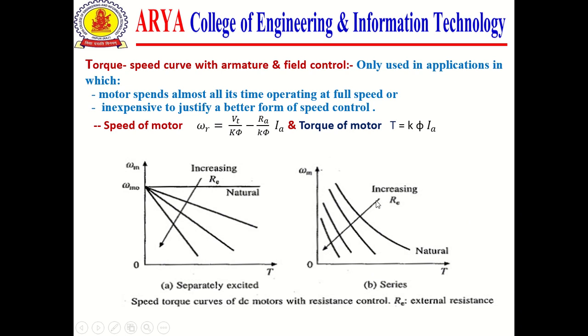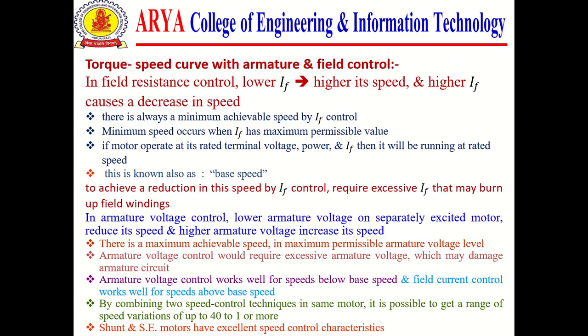When we increase the value of resistance in armature control, then we control the speed below rated speeds. When you talk about field control, then we control the speed above base rated speed. So these are some key points about armature and field control.